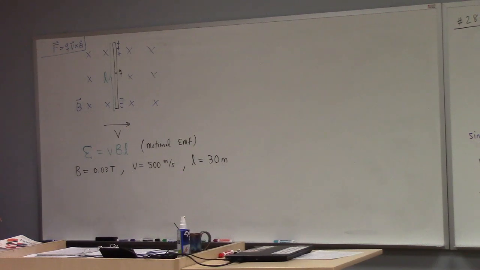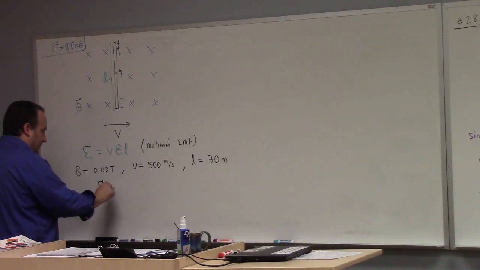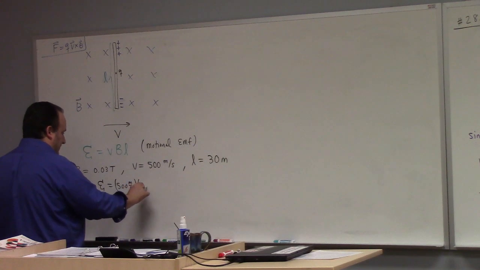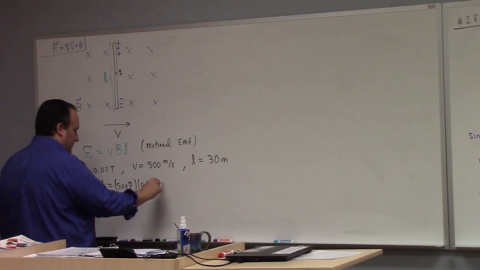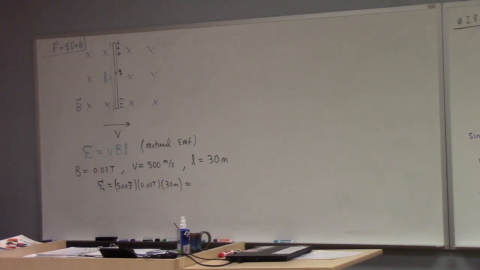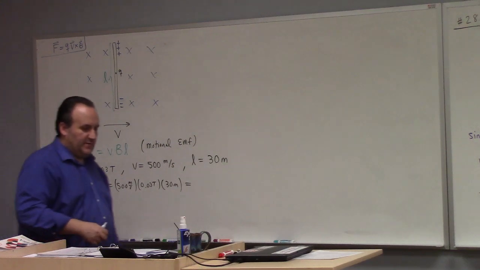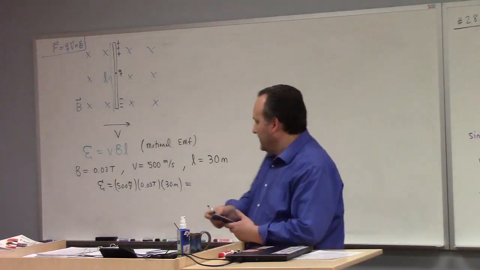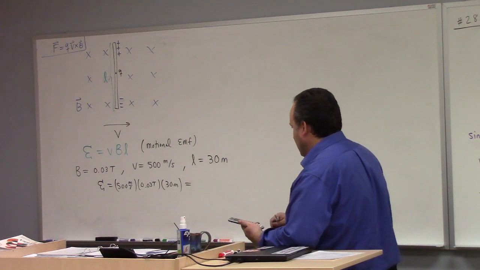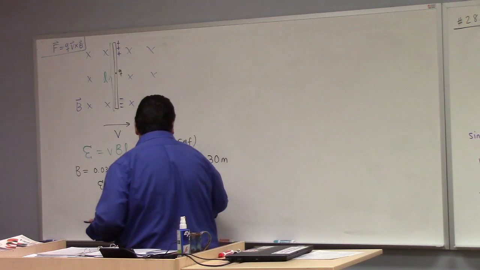What would the motional EMF be induced then in this situation? Well, you'd have a velocity of 500 meters per second times your 0.03 Teslas times your 30 meters, and that would give you the voltage. So in this silly made-up example, we've got 500 times 0.03 times 30. I get 450 volts in this situation.